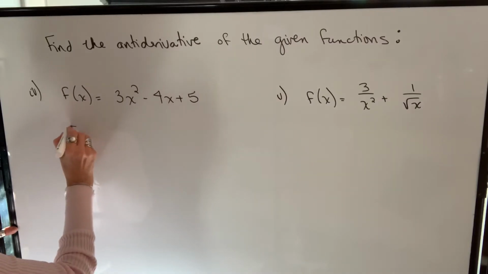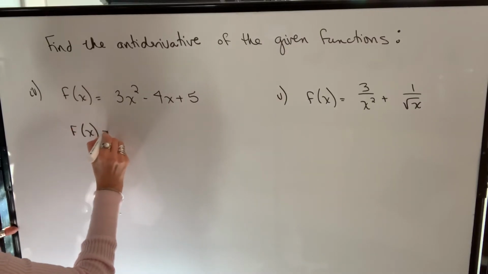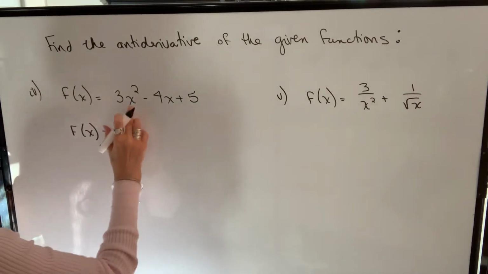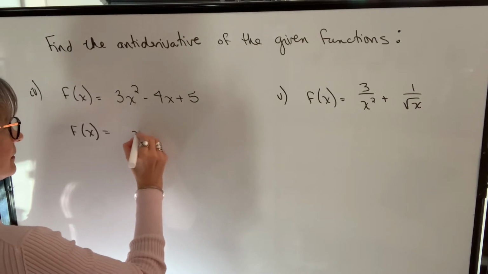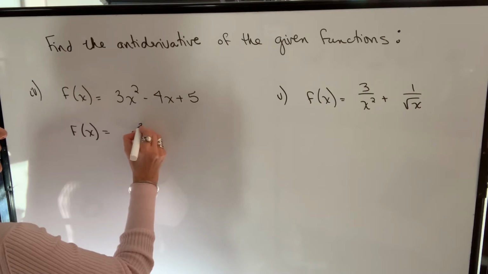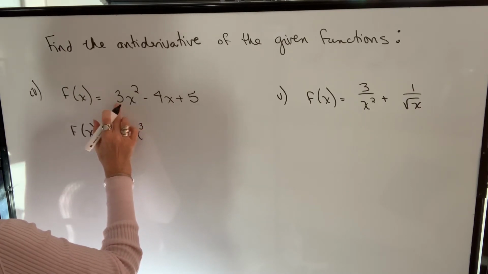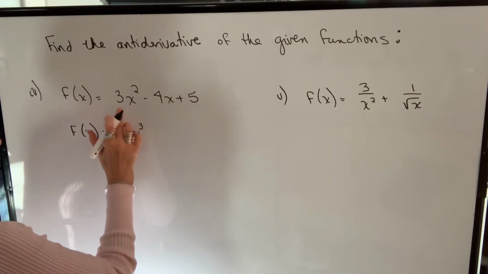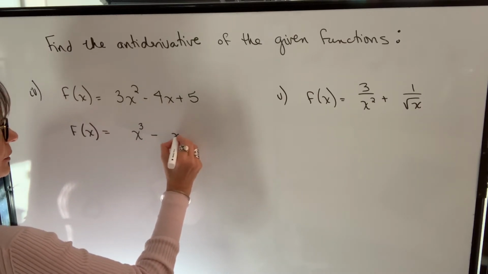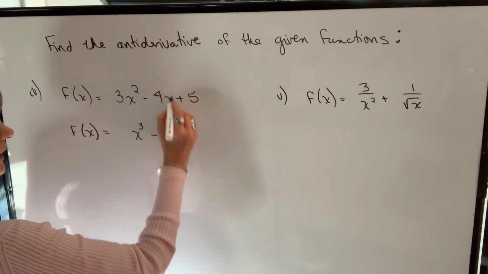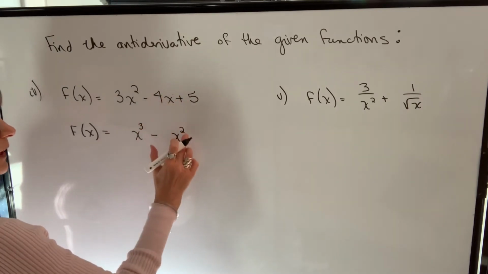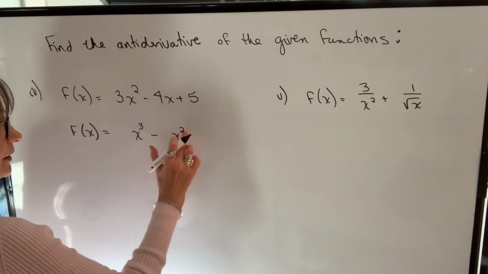So we want to find capital F of x. So with each term, I just find the antiderivative. So I start with my power of x. So that will be x, and I add a 1 to my exponent, so that will be x cubed. And then I divide my coefficient by my new exponent, and that will be 3 divided by 3, which is 1. Next term, I do the same thing. So I start with my power of x. It's x to the 1. I add a 1. And then I take this coefficient, and I divide by my new power. So 4 divided by 2 is 2.